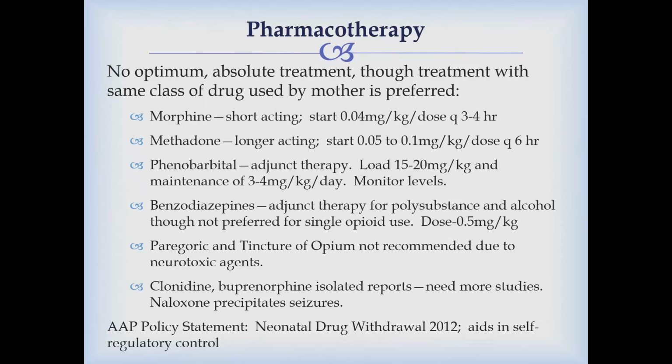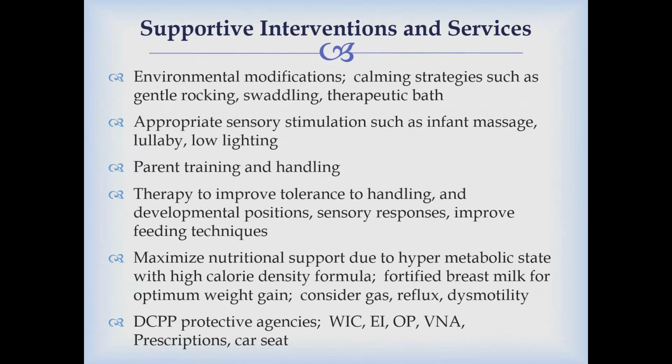Supportive intervention and services should always be considered for these babies, and that really is our first line of defense. We should consider the impact of the environment on these infants and should modify lighting. Calming strategies should be used, such as gentle rocking, swaddling, and therapeutic bath. Sensory stimulation can include infant massage, soft music, low lighting. Always we want to train parents and caregivers how to handle these infants.